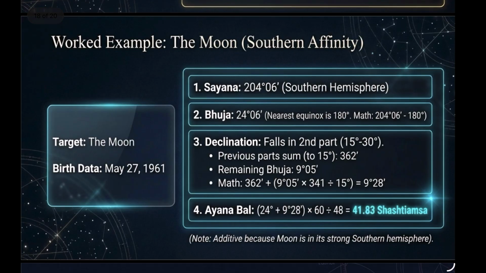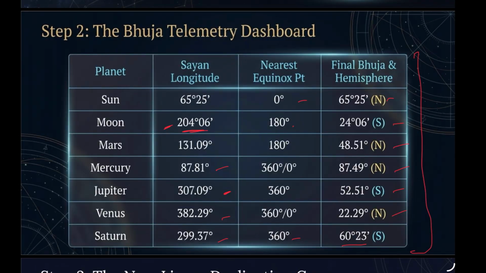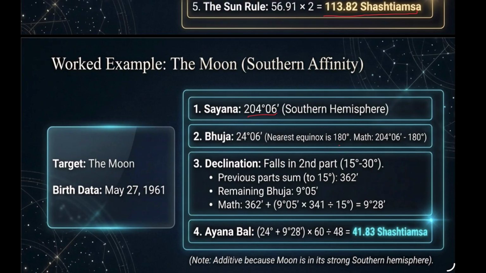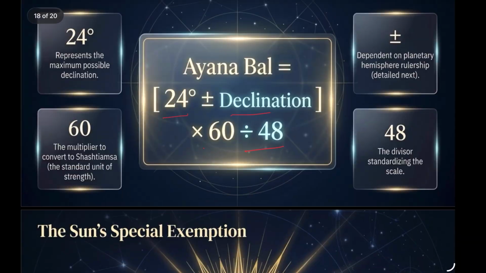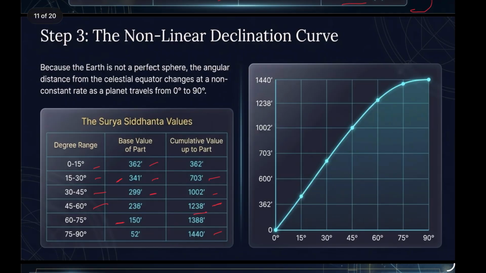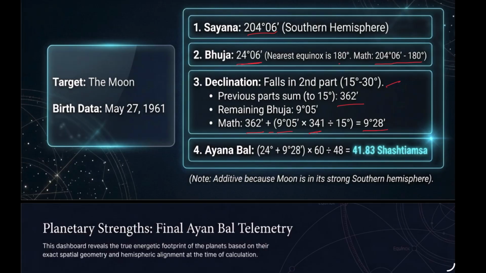Similarly, an example for the Moon: the Ayana longitude was 204.06. Here I have shown the Ayana longitude. Then the nearest Bhuja base is 180. If we subtract 204 minus 180, we get the Bhuja as 24.06. So it falls in the second part, 15 to 30, up to 15. 362 is the base value. 362 plus the difference between 15 and 24.06, which is 9, multiplied by 341 divided by 15. These are the values coming from this table. 341 divided by 15. So we get 9 degrees 28 arc minutes.